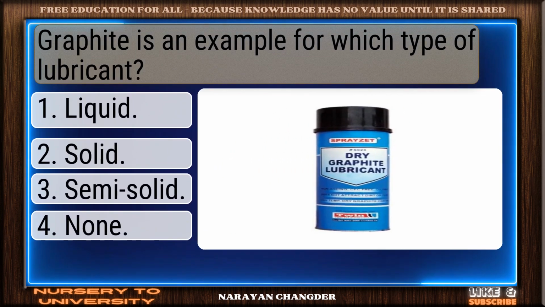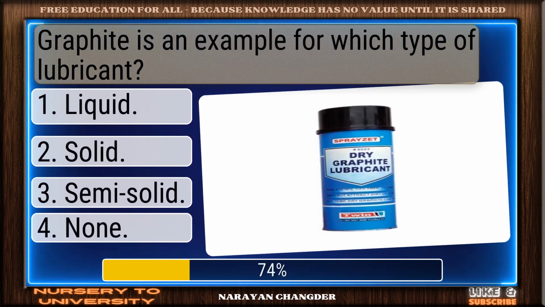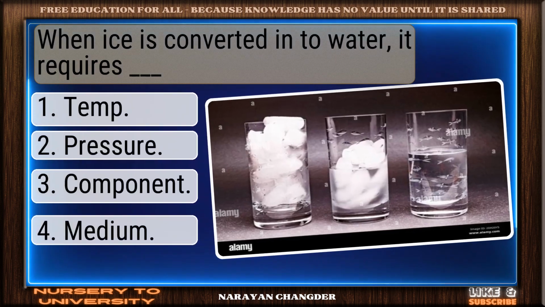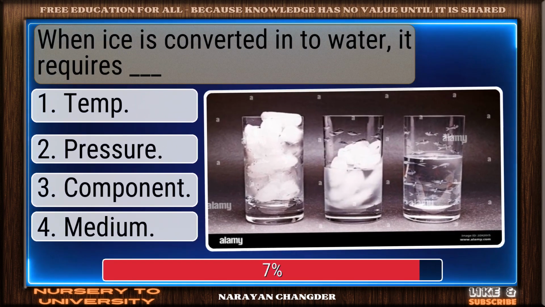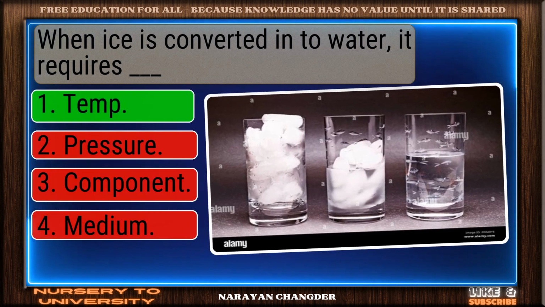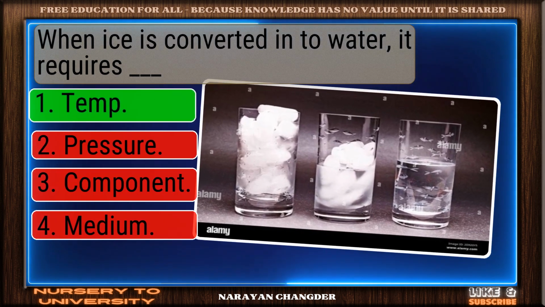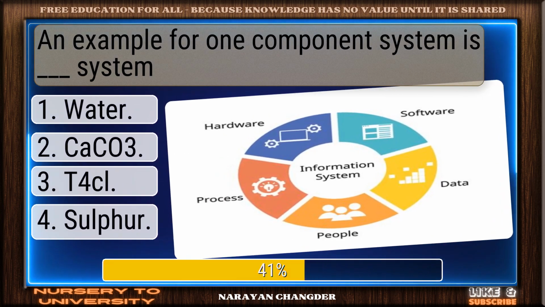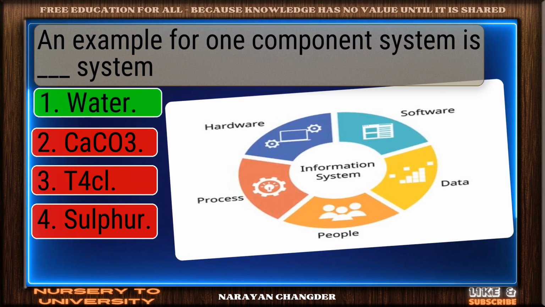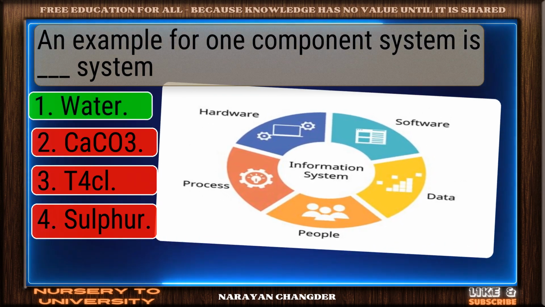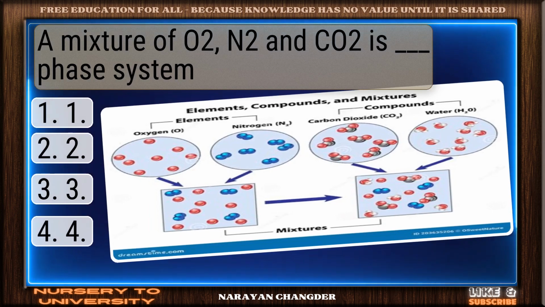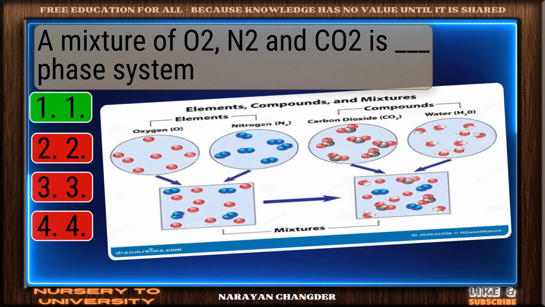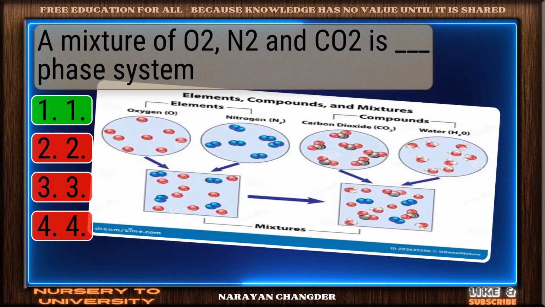Graphite is an example for which type of lubricant? Valid point. Solid is true. When ice is converted into water, it requires dash. You got it. Your choice temp is right. An example for one component system is dash system. Exactly. Water makes sense, and it is right choice. A mixture of N2 and CO2 is dash phase system. You're right. 1 is the correct answer.